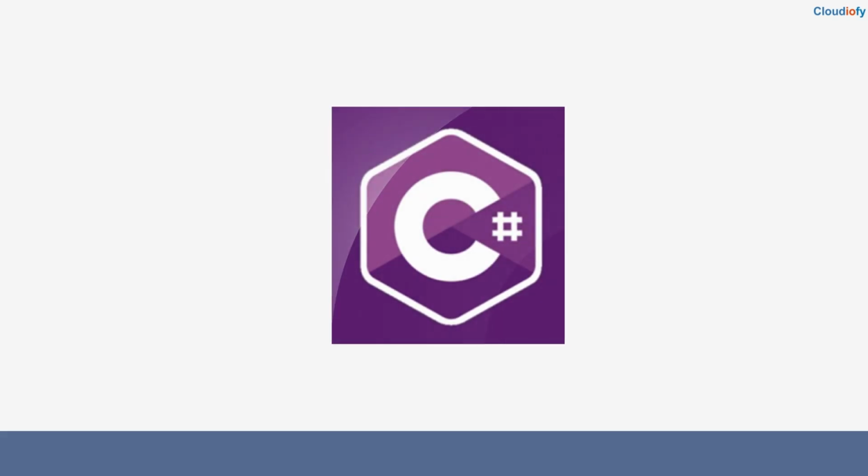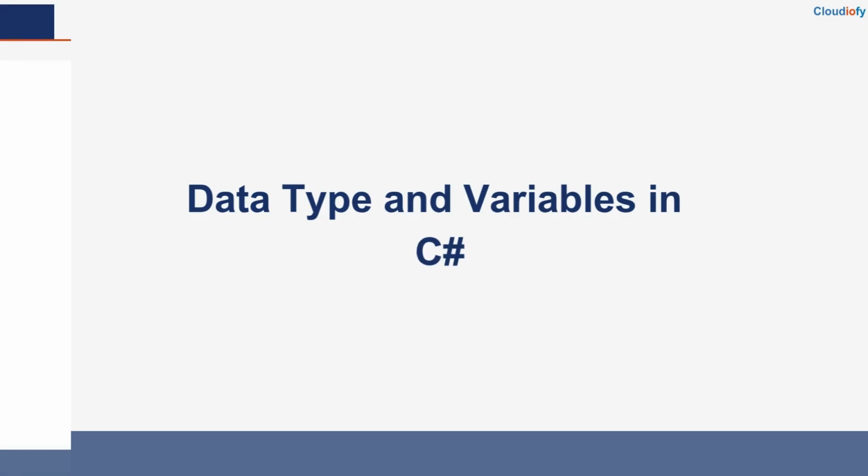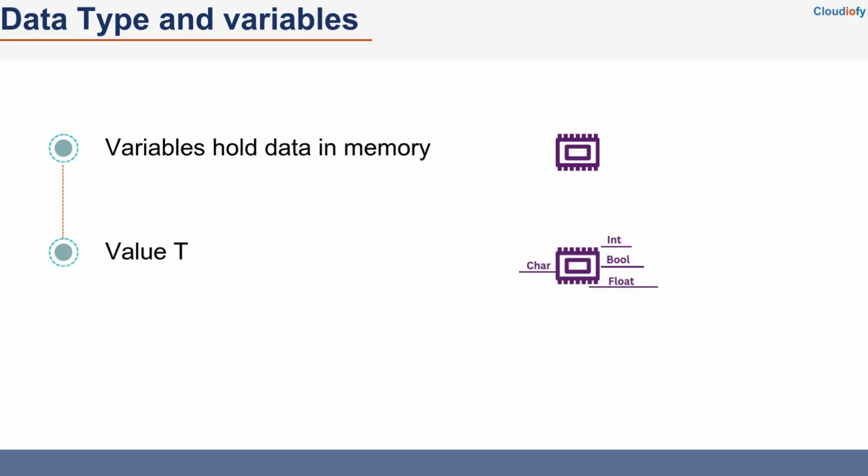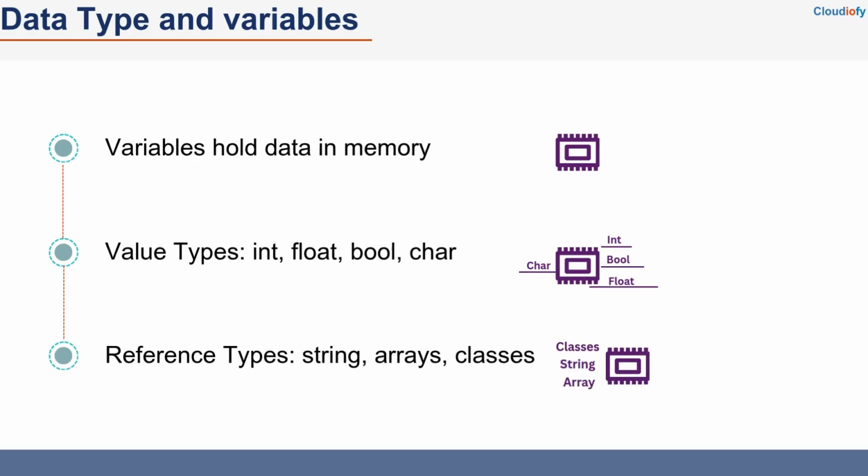In this video, we're going to cover the essentials of data types and variables in C#. In C#, data types tell us what kind of data a variable can store. A variable is simply a named container that holds data for use in a program. There are two main categories of variables. First, value types like int, float, bool, and char. Second, reference types such as string, arrays, and classes.